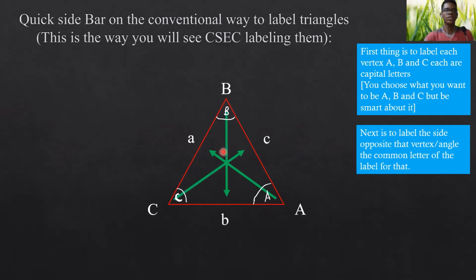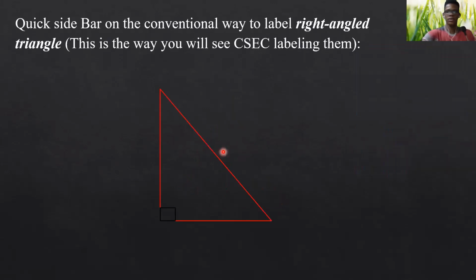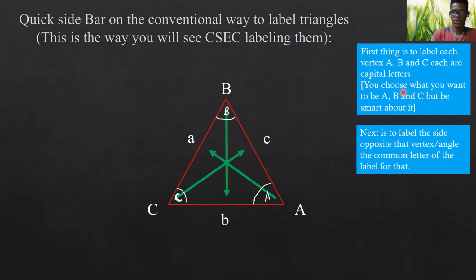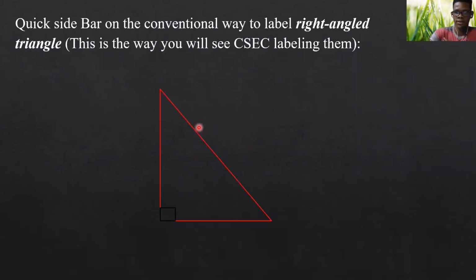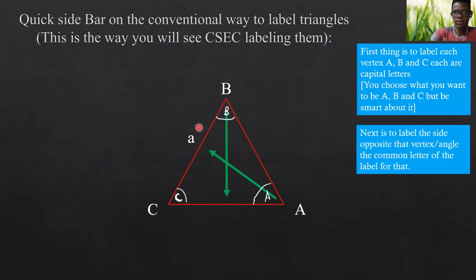So again, vertices are labeled with capital letters. That's what's in the notes here. The vertices are labeled with the capital letters A, B, and C by convention, and the opposite side to that vertex, not adjacent, sorry, the opposite side, is labeled with the common letter of that vertex, whatever letter it is. Following? Yes, sir.